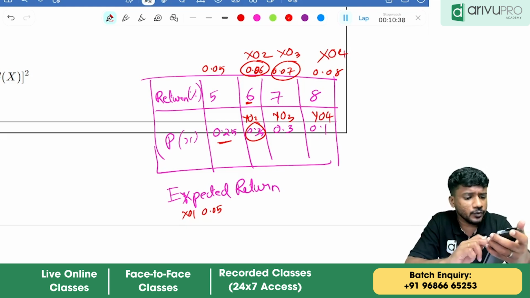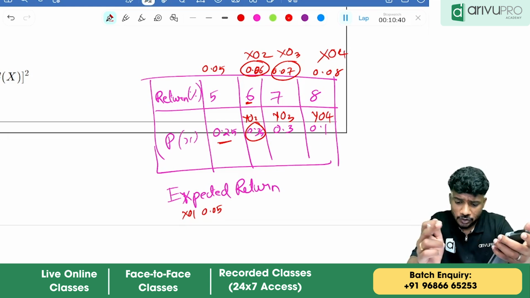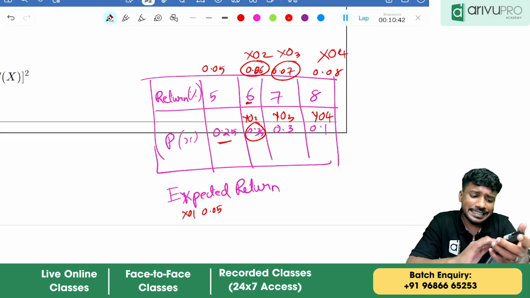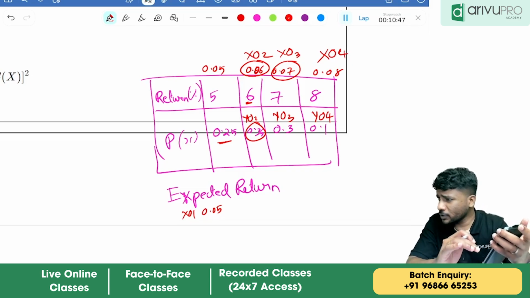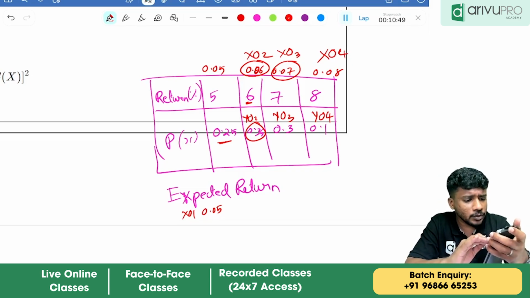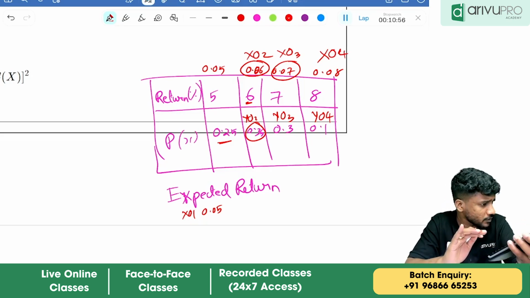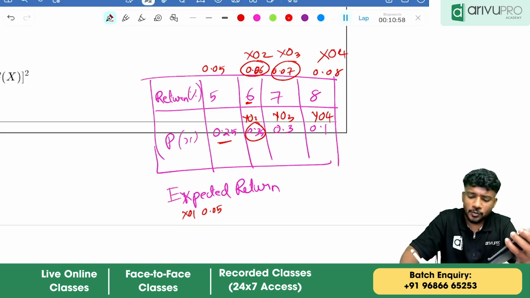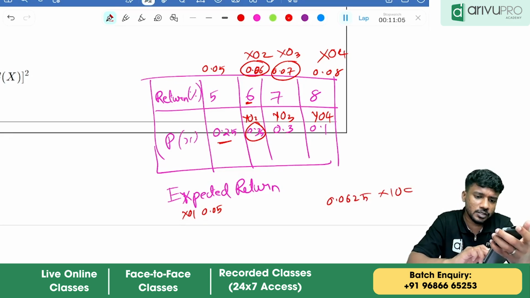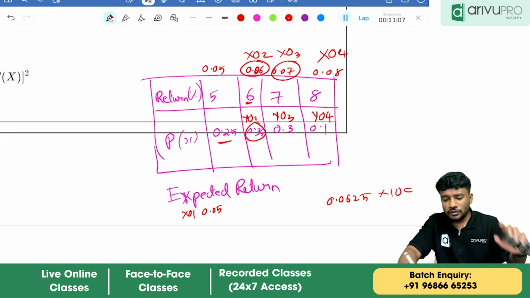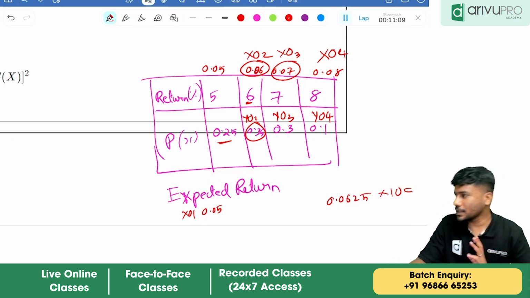Once you are done with entering all the data, you will click second, then click 8. Once you click second and 8, move down, you will find sigma xy. Sigma xy is how much you are getting? 0.0625 something you got. That means expected return is 0.0625 into 100, which is equal to 6.25% is the expected return.